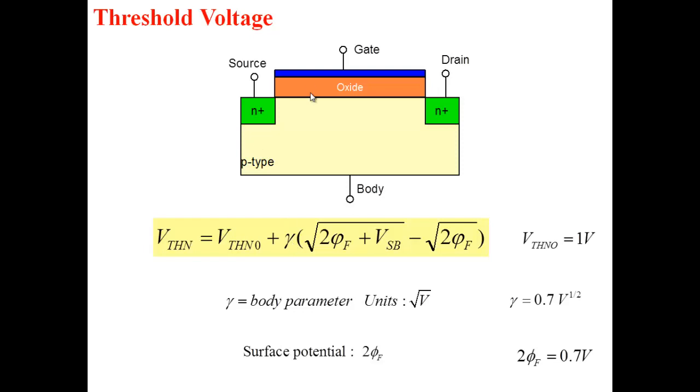So what are the things under your control? Once you choose a particular technology, the things that are under your control as a designer are, of course, you can apply any voltages to your source, gate, drain, and body within limits, because note that we have junctions and we have all that. So if you exceed voltages, of course, you can cause a breakdown. So within limits, you have the freedom to apply whatever voltages you want.